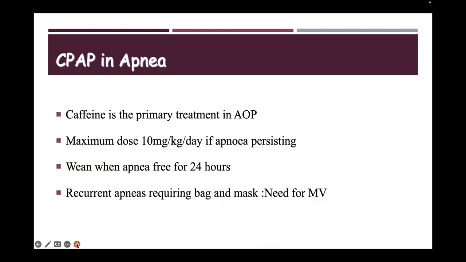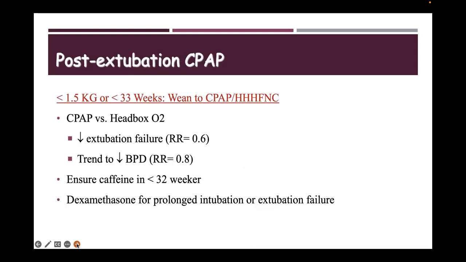In apnea, since the lungs are normal, we use lower settings, pressures of 4 to 5. And again, FiO2 is usually kept between 20 to 30% to get the desired saturation. Remember, the drug of choice for apnea is caffeine. Post-extubation, all VLBW babies are put on CPAP with pressures of 5 to 6, FiO2 similar to that on the ventilation.